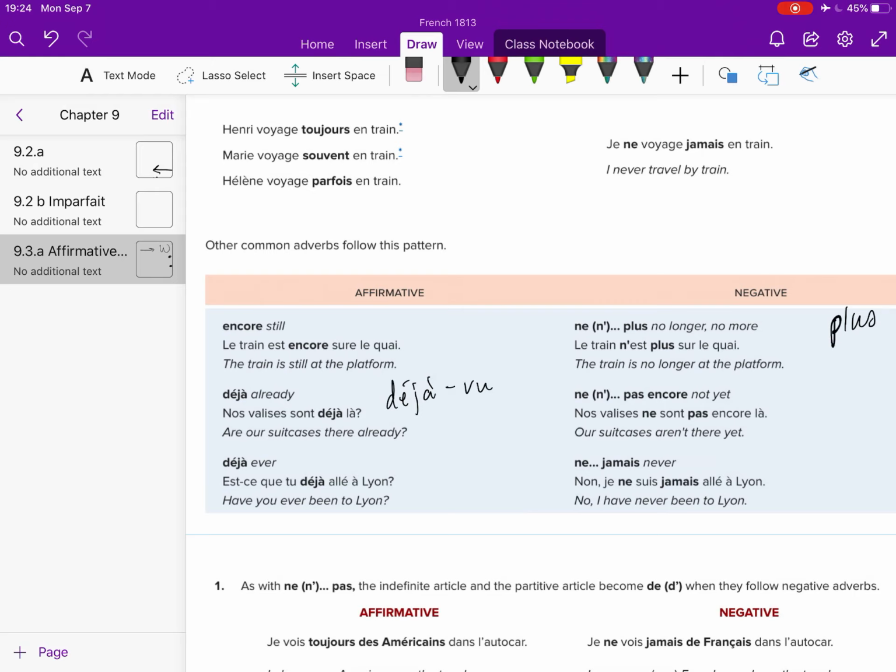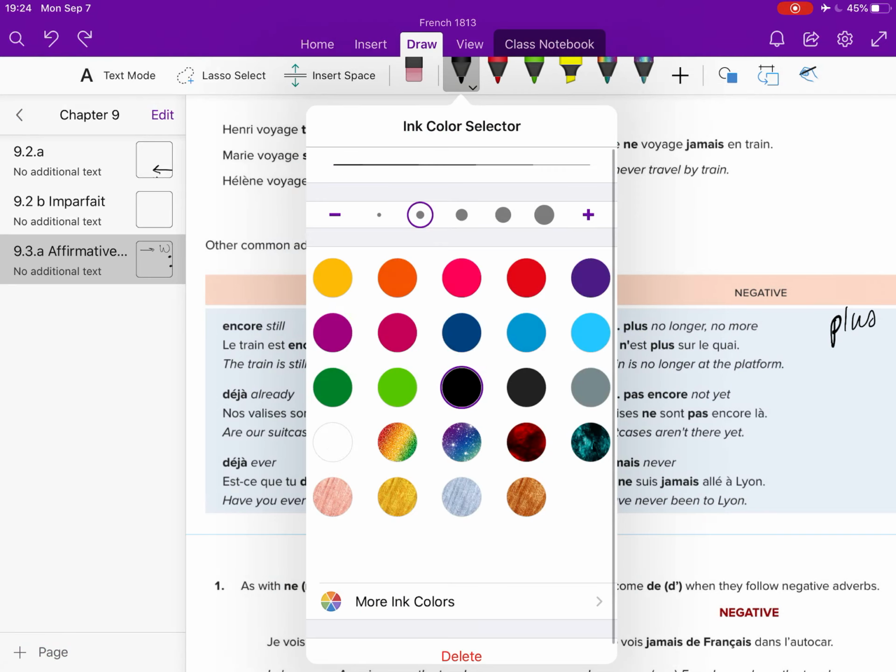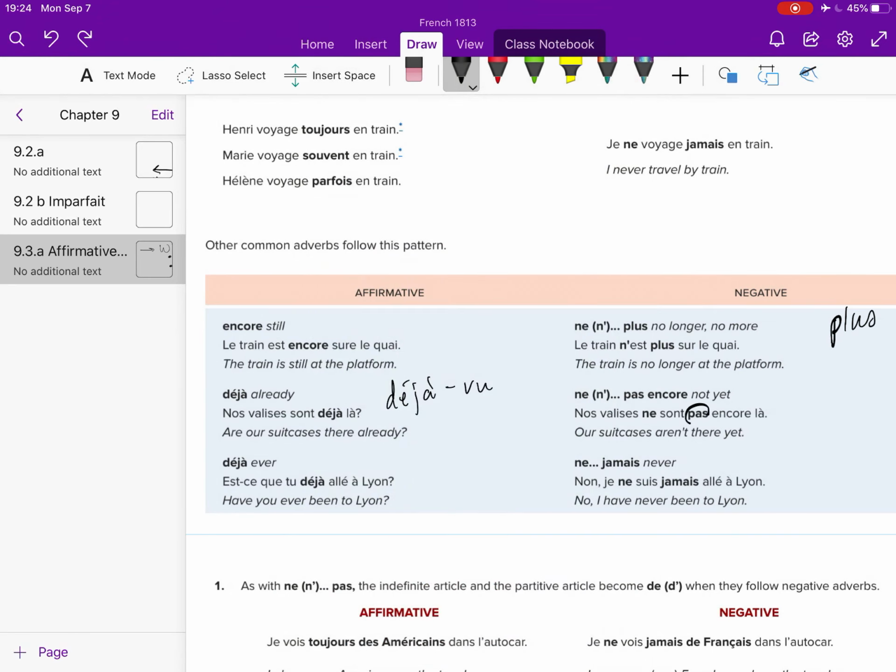The opposite, the negation, would be ne pas encore, which is pretty tricky because you see that the opposite of encore is not ne pas encore. Okay, so that's tricky. Just make sure that you pay very close attention to that. So the opposite of already is not yet, ne pas encore. Nos valises ne sont pas encore là. So this one does indeed have the pas in there, and this encore should be bolded, I'm sorry. Okay. They'll go together. Ne pas encore.